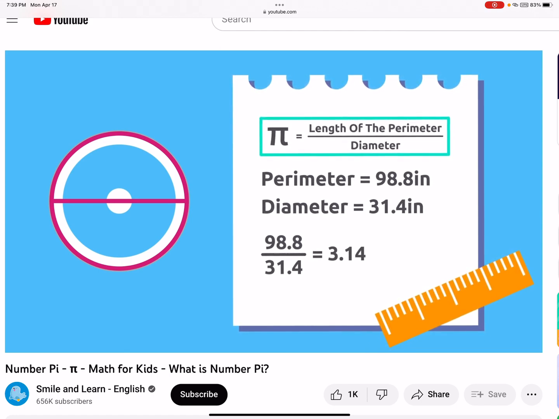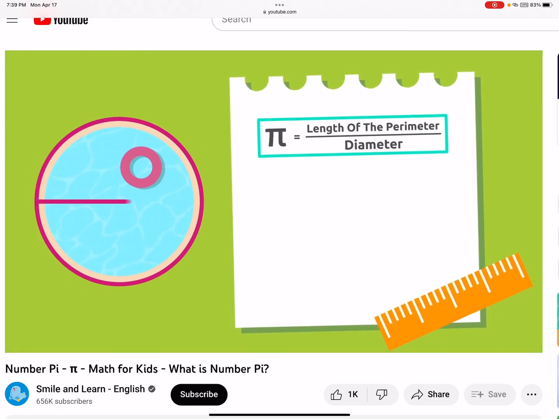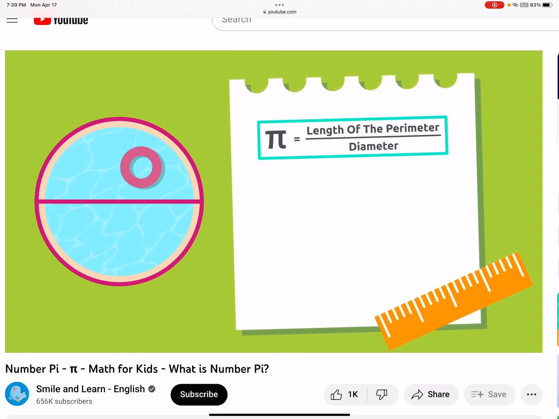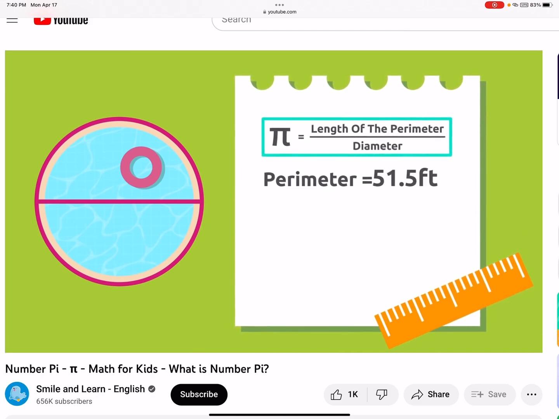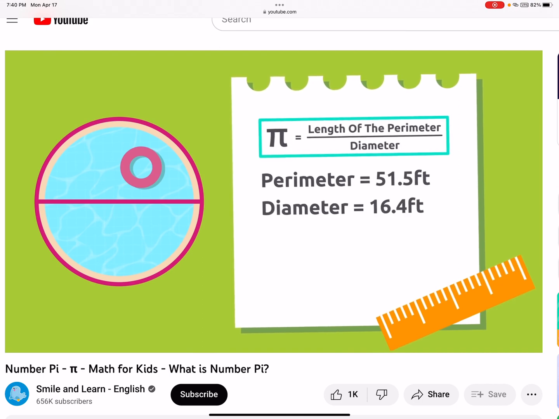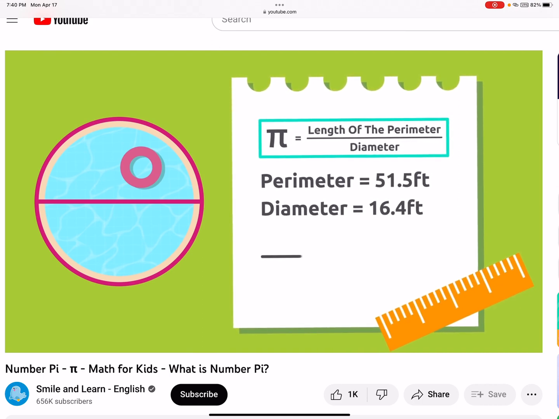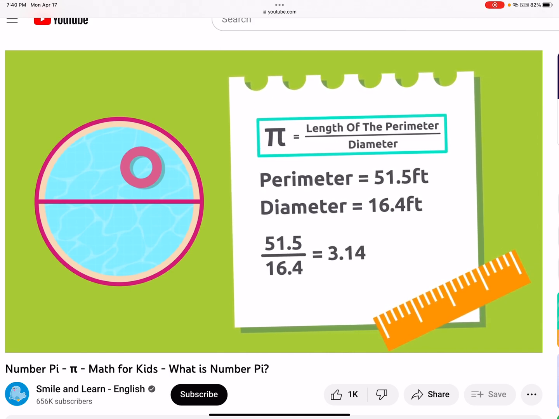Now measure the perimeter of this swimming pool. Divide the length by its diameter, and you'll also get 3.14. Let's see. The perimeter of this circular swimming pool is 51.5 feet, and its diameter is 16.4 feet. If we divide 51.5 by 16.4, we'll get 3.14.